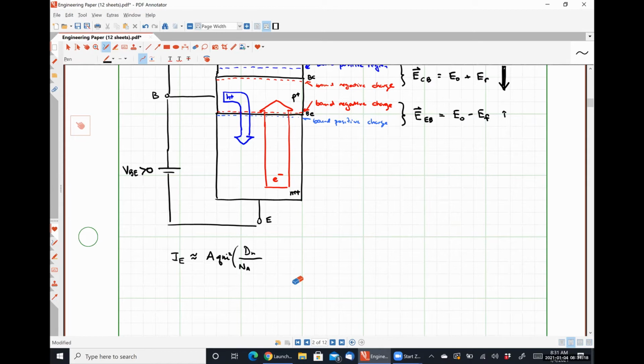Let me see here. So acceptor atoms. So I'm going to call this NB, because it's the donors in the base region. And this NE is the emitter dopant concentration. Okay. So this is our base.